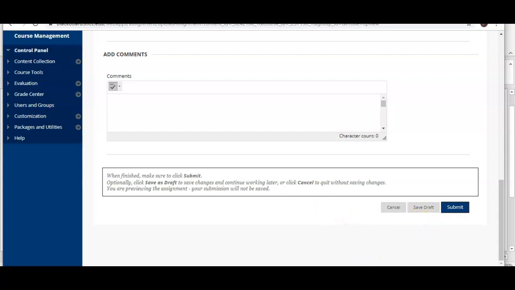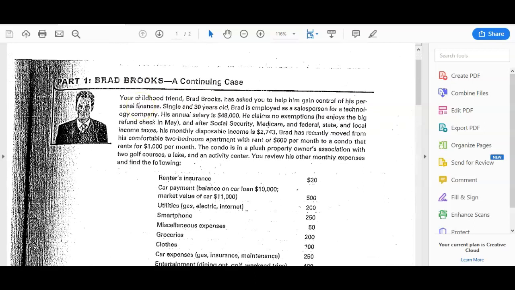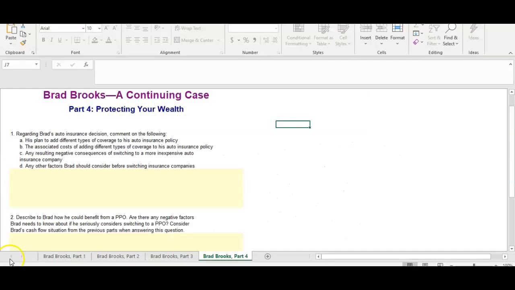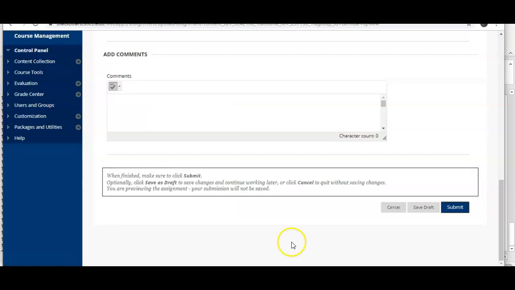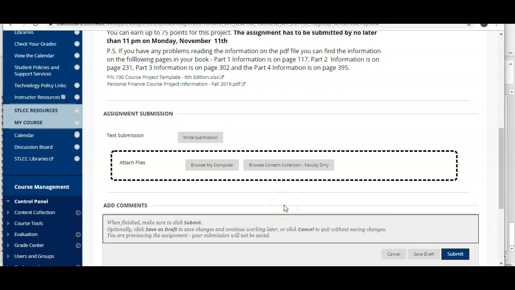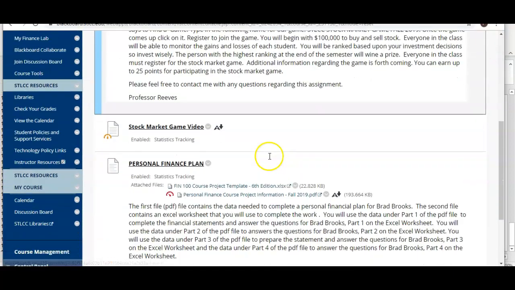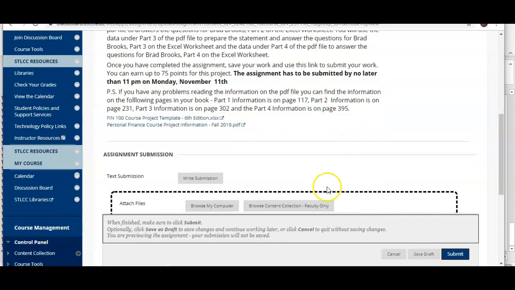So again, you're going to use the PDF for the information for each of these different parts. Once you've completed or read one part, go to the Excel spreadsheet and complete that part. You continue that cycle from part 1 through part 4. And once again, once all 4 parts have been completed, save your file and upload the file to Blackboard. You click on the Personal Finance Plan link, upload the file, click the Submit button, and then you're done.